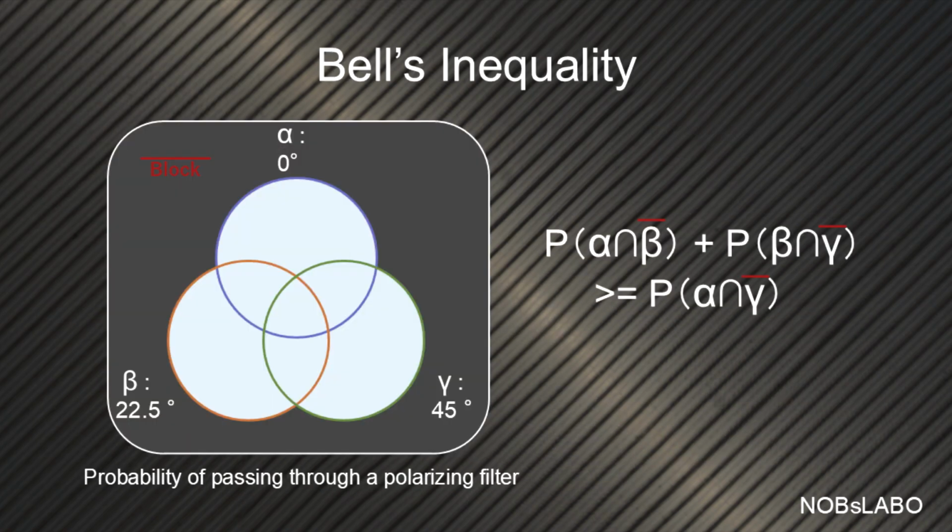In addition to 0 degrees and 22.5 degrees, we set up a polarizing filter at an angle of 45 degrees and test whether it passes through. Let's call each test pass as alpha, beta, and gamma. Randomly select 2 tests from these 3 and set them to the A side and the B side. Check the pass or block of each side and summarize it in this set diagram.